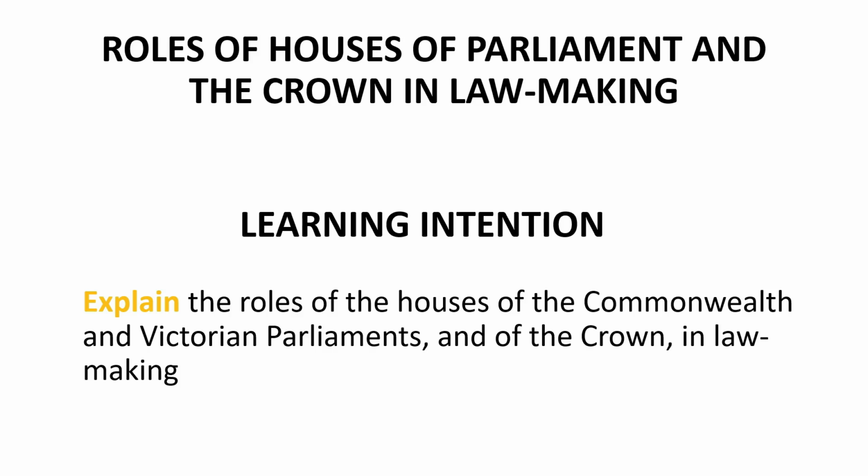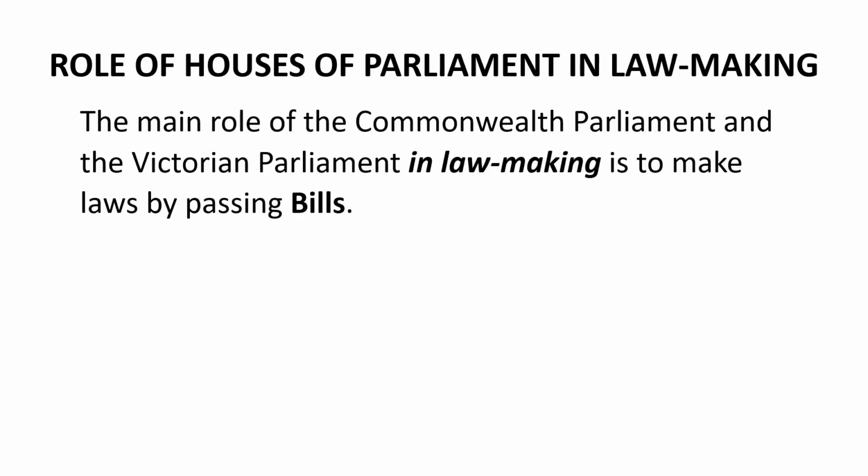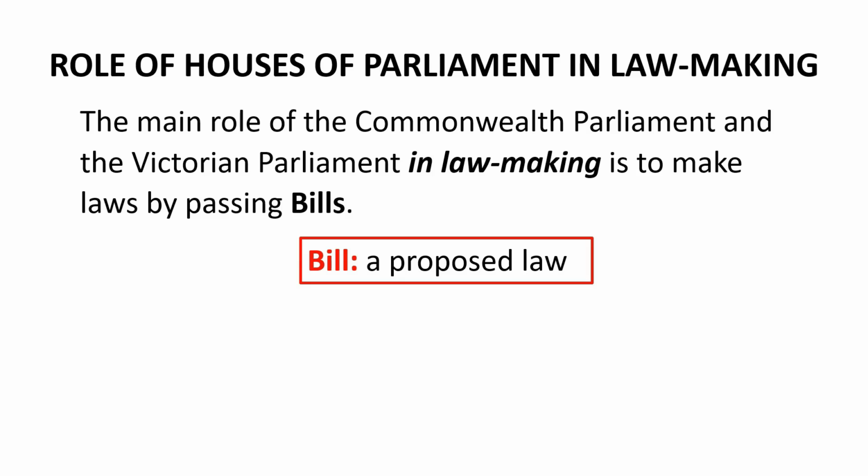Once we've been through this section of the video, please read the pages from the textbook referred to on this slide. And if you find any additional information in that reading that you think is useful, then include that additional information in your Cornell notes. The main role of the Commonwealth Parliament and the Victorian Parliament in lawmaking is to make laws by passing bills. A bill is a proposed law.